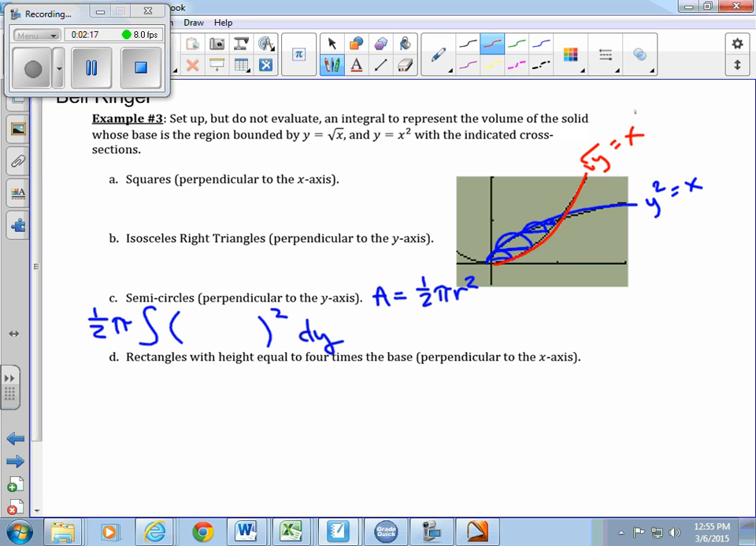So I need to do right-hand curve minus left-hand curve. However, that's going to give me the full length of that semicircle, which is called a diameter. I don't need a diameter. I need a radius. So I do need half of that. So we're going to do y squared minus the square root of y divided by 2. Or you could have a half in front either way. It doesn't matter. Now, make sure that half is also squared. It is part of the radius. Questions about that one?